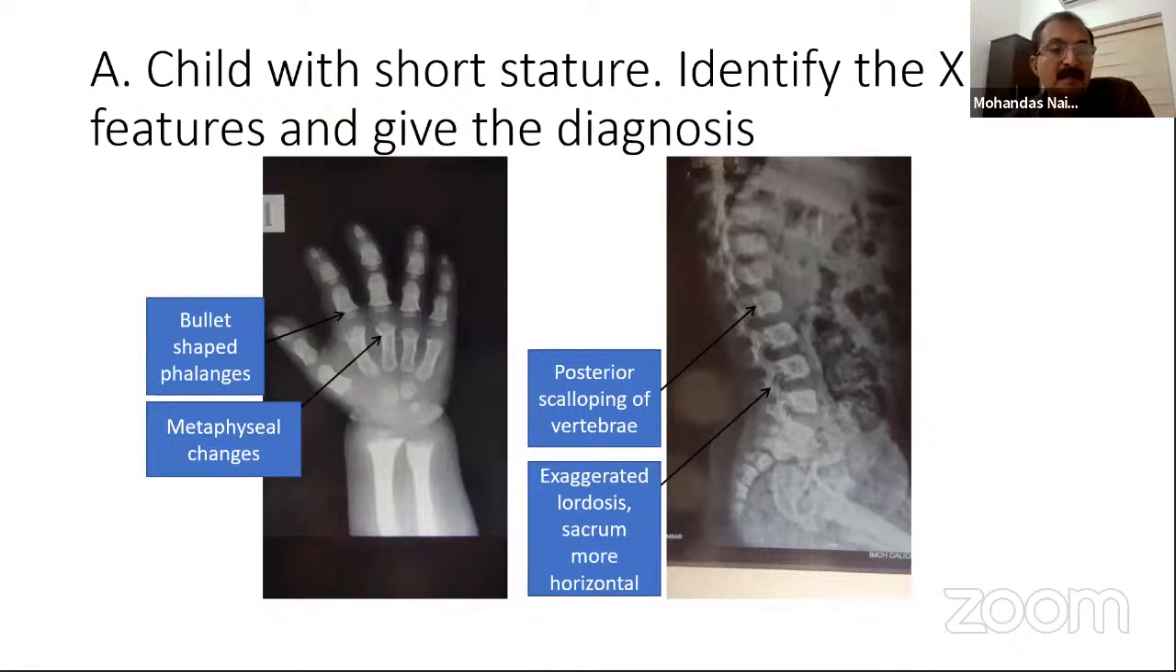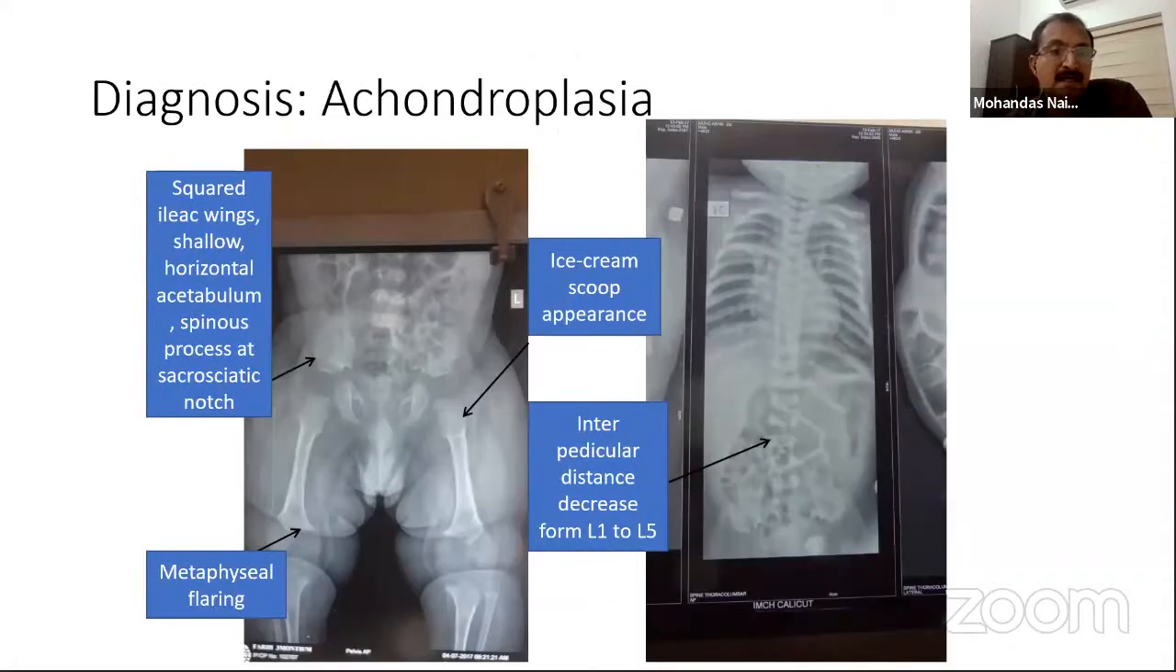Okay, so here the abnormalities are: one is bullet-shaped phalanges, metaphyseal changes in the metacarpals. Then in the vertebrae lateral view, posterior scalloping, there is a concavity in the posterior part of the vertebrae, and there is an exaggerated lumbar lordosis. Again, the iliac wings are squared, and the acetabulum is shallow and horizontal. There is flaring of the metaphyses, and there is a loosened area in the upper end of femur, which can be compared to an ice cream scoop.